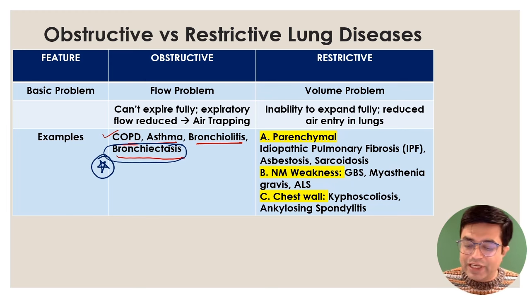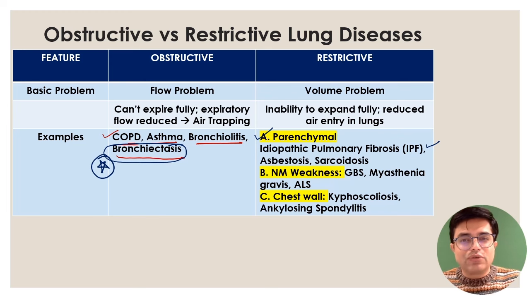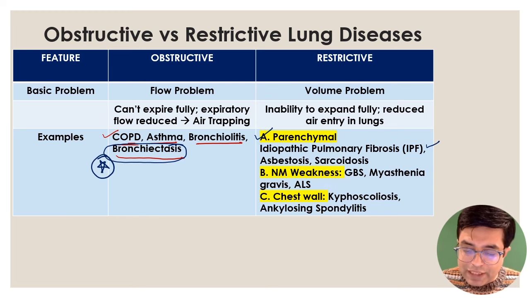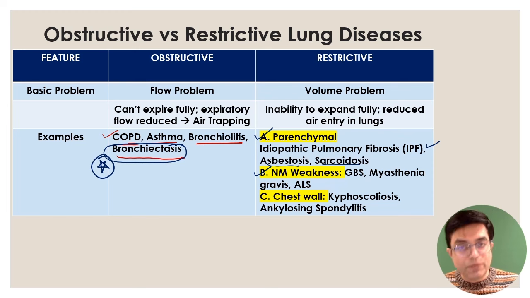You can have parenchymal causes where there is a problem in the lung parenchyma, which includes idiopathic pulmonary fibrosis. There is also a pneumonia-like condition called DIP, but I'm not going into the detail because that is rare. Then we have asbestosis and sarcoidosis. Then we have second category in restrictive called neuromuscular weakness. It includes Guillain-Barré syndrome, myasthenia gravis, and amyotrophic lateral sclerosis.